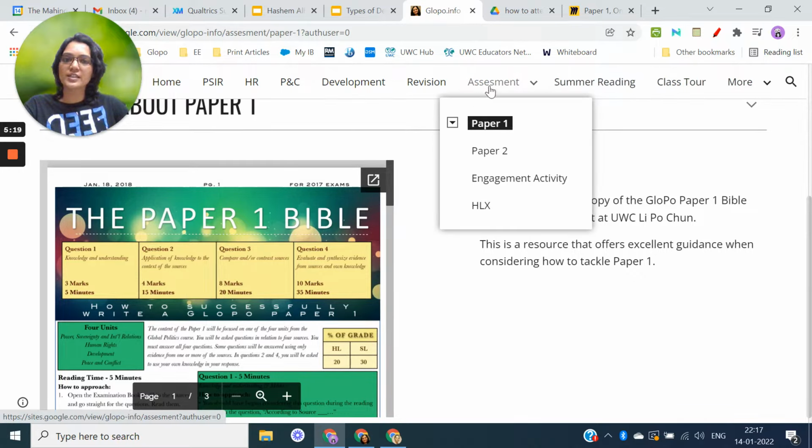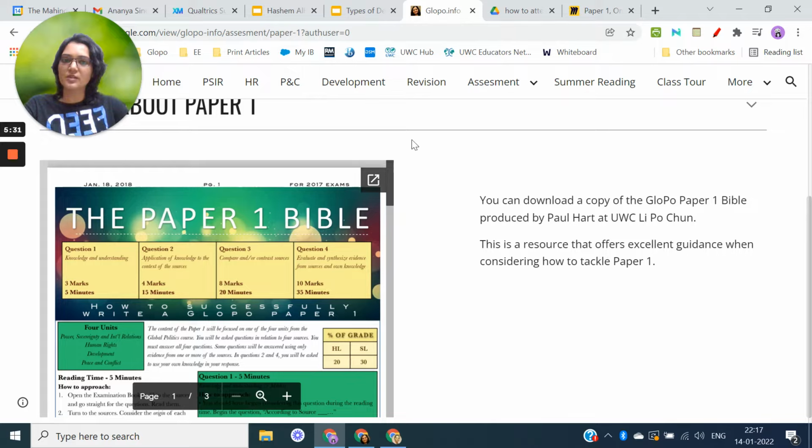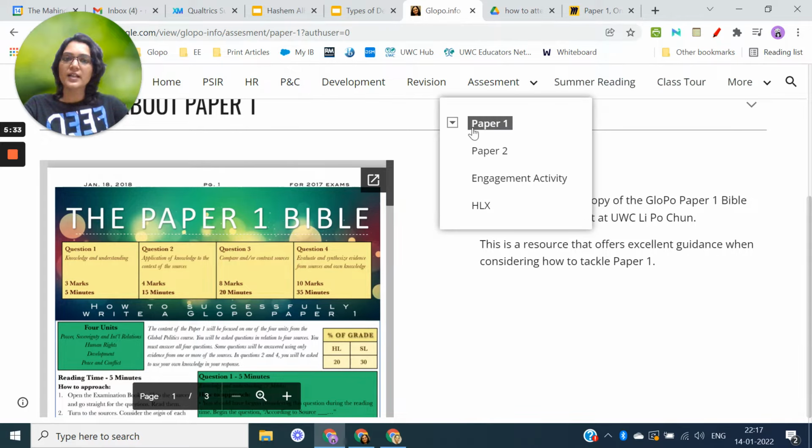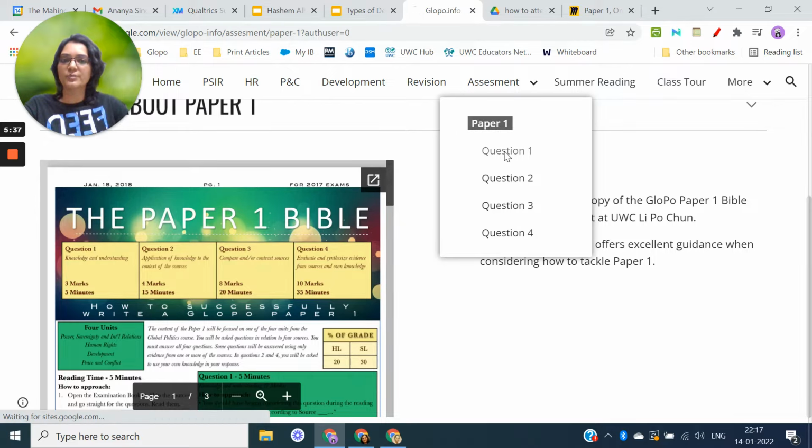Once you click on assessment, you can see assessment over here. Once you go to assessment, you see paper 1, paper 2, engagement activity, HLX. Under paper 1, once you click, this pops up. This we have already covered. Then I use this drop down arrow and I go to question number 1.